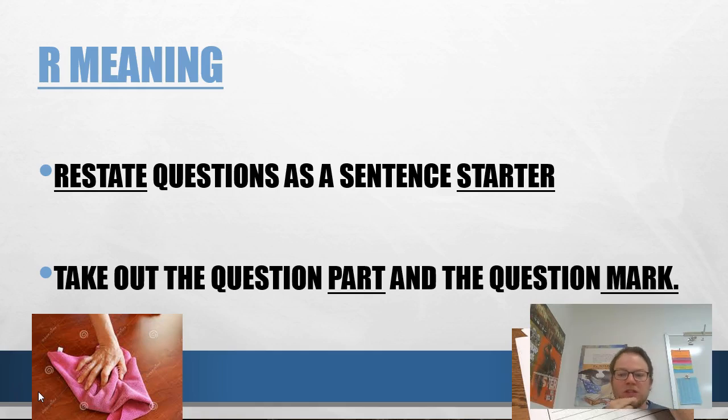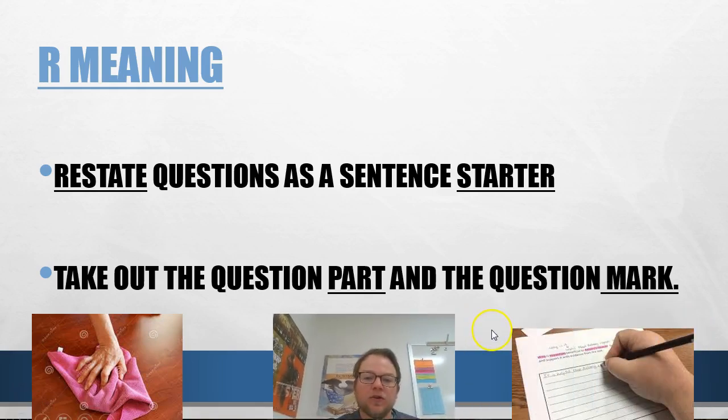All right, so what does the R mean for RAG? RAG is a way to ensure that you're going to answer your questions in full and complete sentences. And that's going to make you sound a whole lot smarter. The R means you're going to restate your question as a sentence starter. To do that, it's real simple. All you're going to do is take out the question part and the question mark. Basically, you're going to chop off the front half and chop off the back. And that's pretty much it.